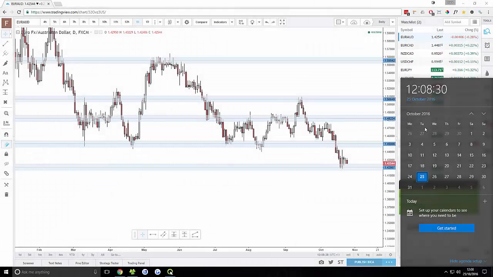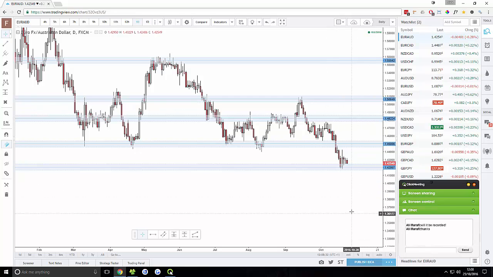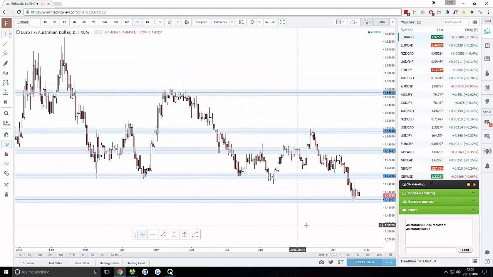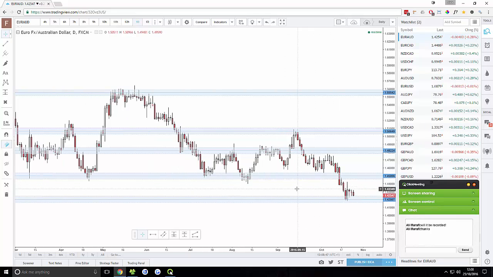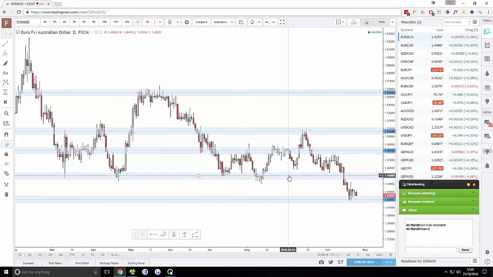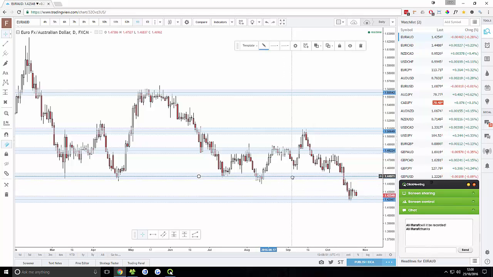Okay, so today is Tuesday the 25th of October 2016. Time is 12:08 here in the UK. You're looking at a Euro AUD daily chart. It's been a little while since I've done this analysis. I was on holiday, so I was unable to do the analysis, but now I am back this week, so we're starting again.